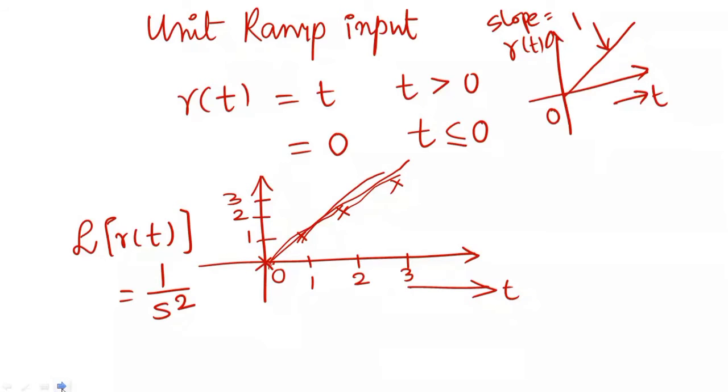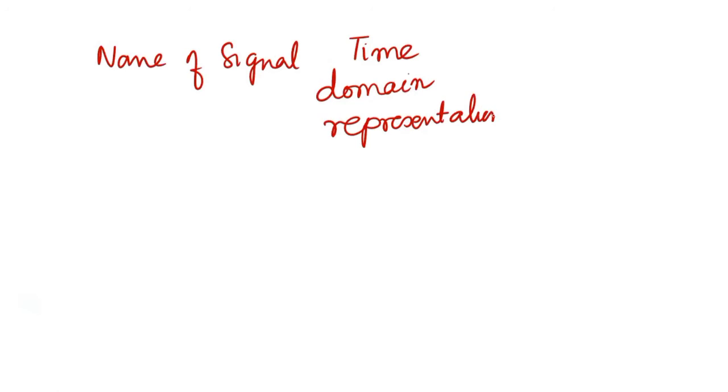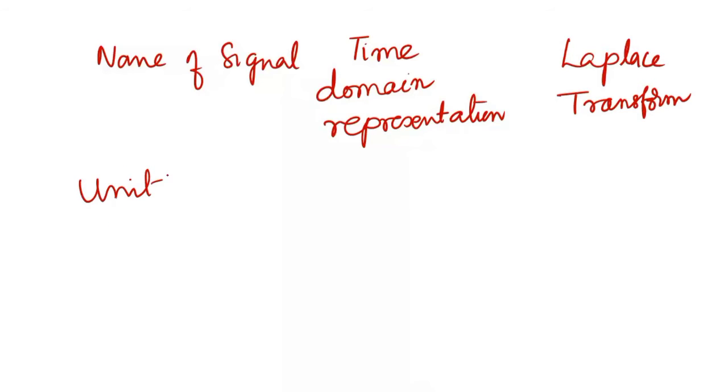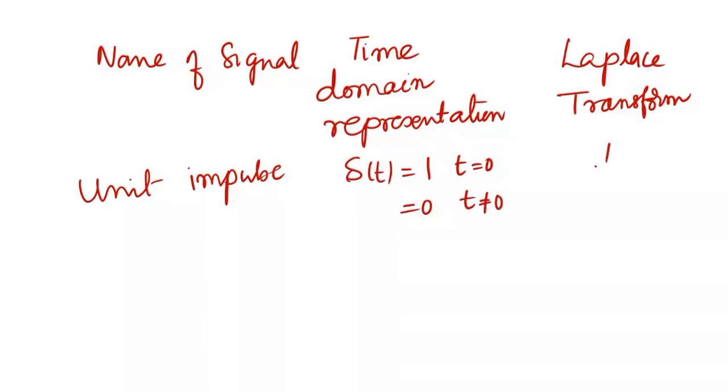Now I am writing the name of the signal, its representation in time domain, and its Laplace transform. The name of the signal is unit impulse. And its time domain representation is delta of t is equal to 1 for t is equal to 0 and it is equal to 0 for t is not equal to 0. And its Laplace transform is 1 by s.